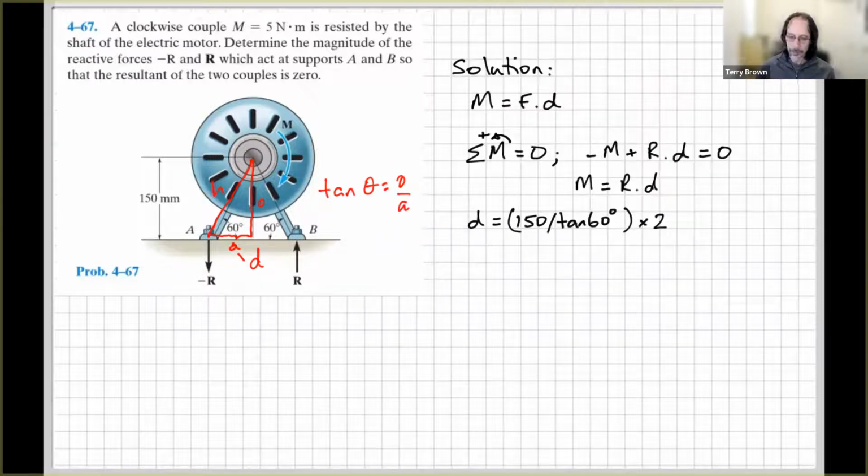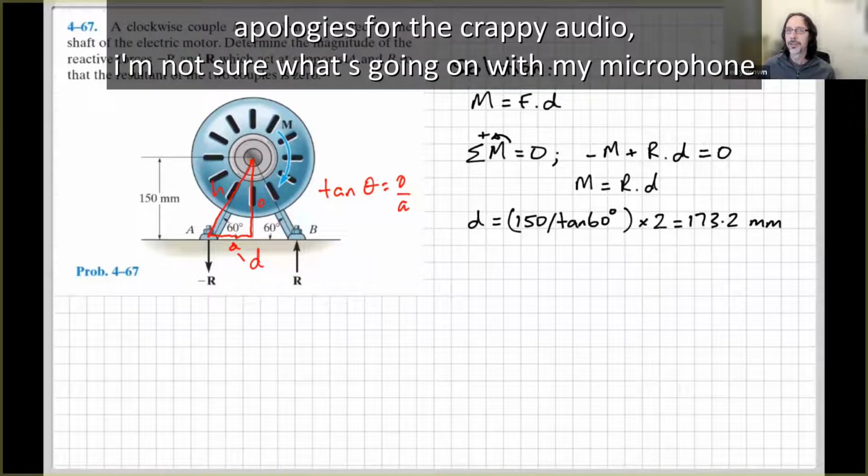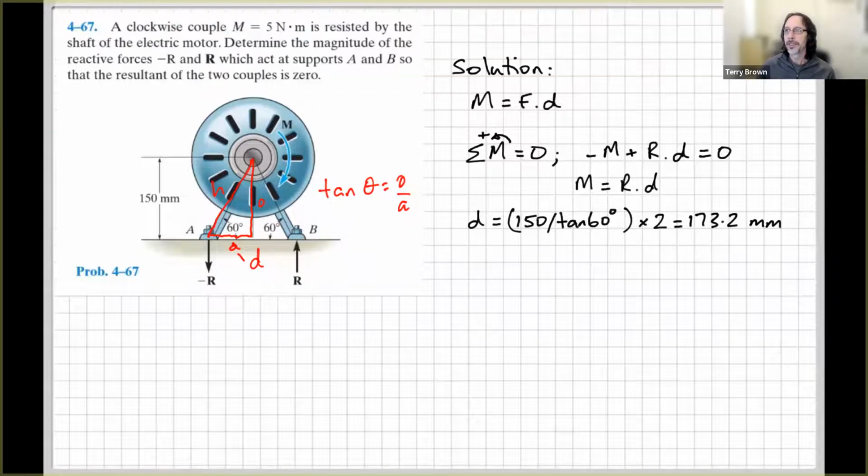All right, so let's continue that. If we do the maths, we get that distance there is 173.2. So that's that complete distance here. And then we rearrange our equation that we had up here to solve for our unknown reaction force R.